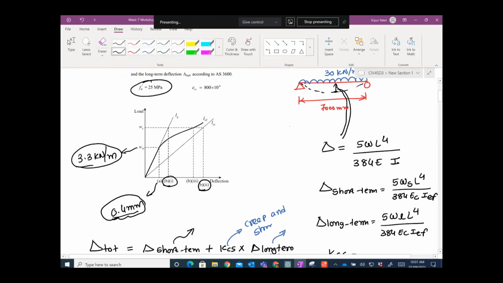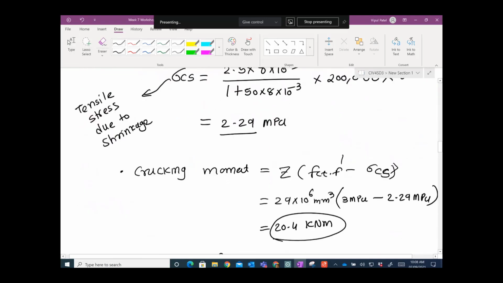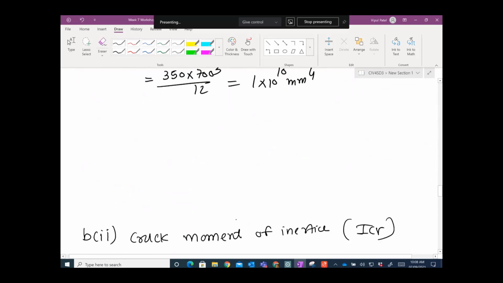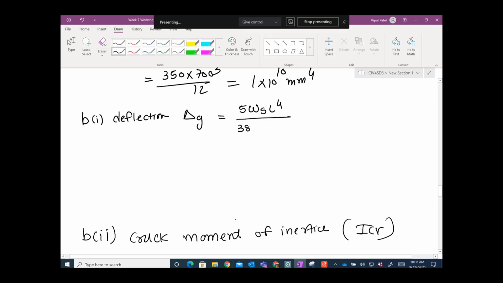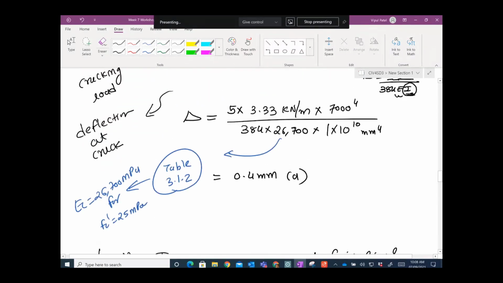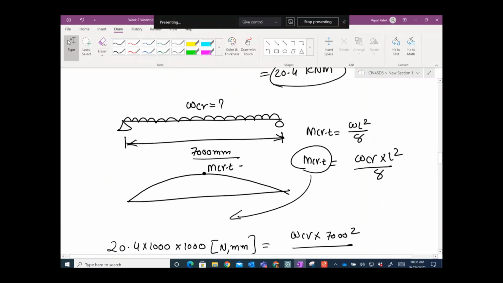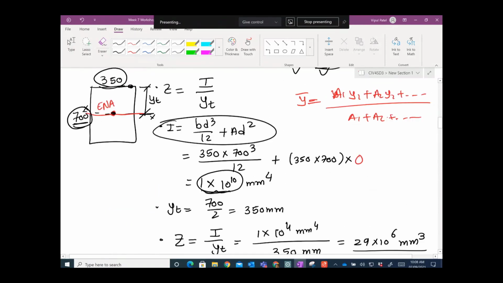This B1, I think the deflections. Let me check my calculation. Yep. So let's say B1 deflections. We can use the same equations. B1 deflections. It is basically deflections due to the I gross. So you have 5 loading length to the power 4 over 384 EC I gross, right? Because we want to calculate with I gross. 5 times 44. We calculate the short term loading, I believe. We did not calculate the short term loading. We can calculate the short term loading first.